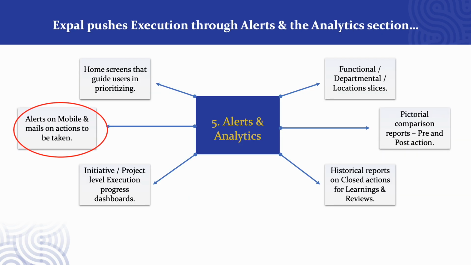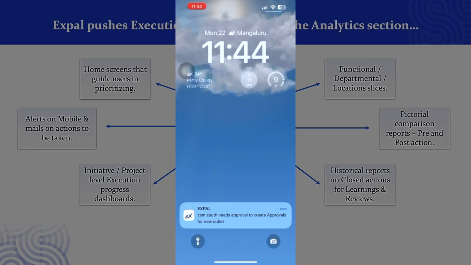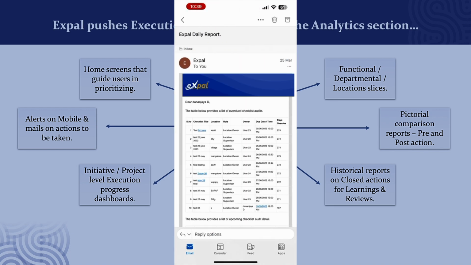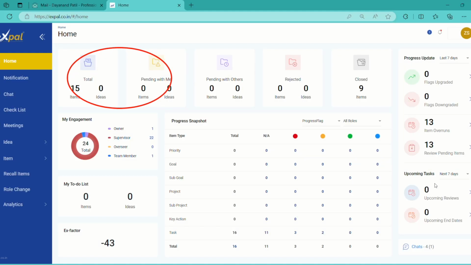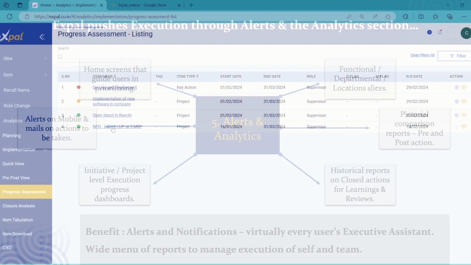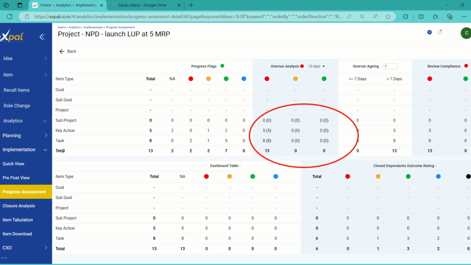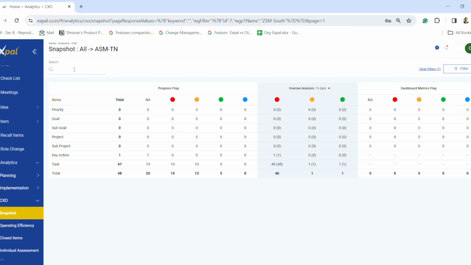Expal provides various tools to alert users to actions and to manage execution. Alerts on the mobile device for quick action. Escalations over mail on issues needing attention. A comprehensive homepage that enables outliers and delays to stand out. Project dashboards to provide a summary look on any project or initiative with execution status, overruns, and other details. Function-wise, department-wise, or location-wise slices for users who head teams.